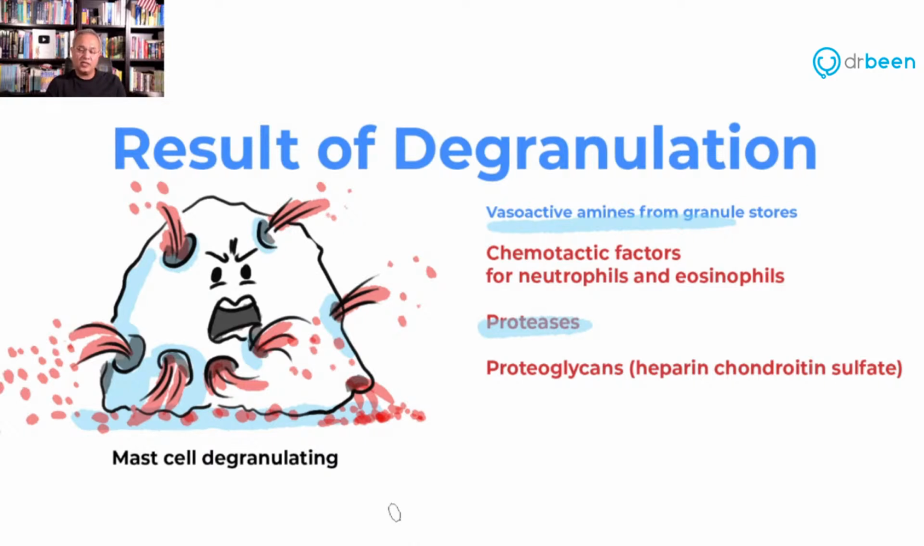Proteases are to kill the worm. They release protease near a worm, and the worm's proteins start getting digested. This is like pouring acid on the worm, and the acid would kill it. But here there is no worm. It's the proteases that are going to kill our tissue system. Then proteoglycans, for example, heparin, they are also potent vasoactive materials, plus they can cause inflammation.